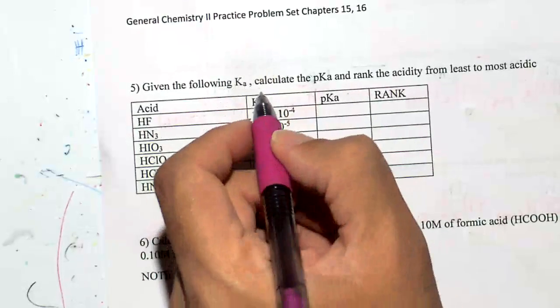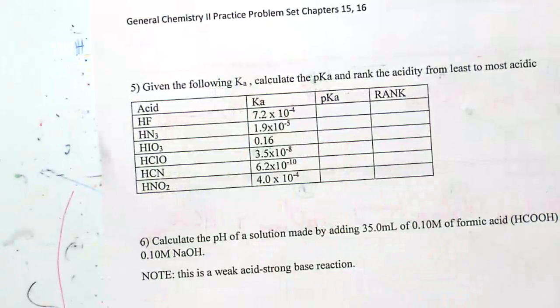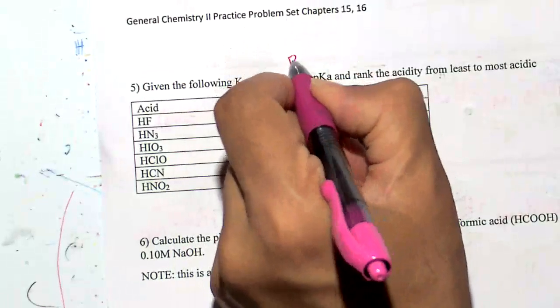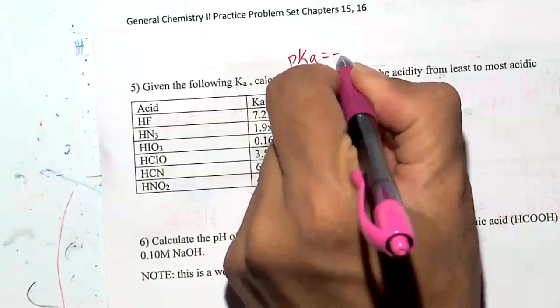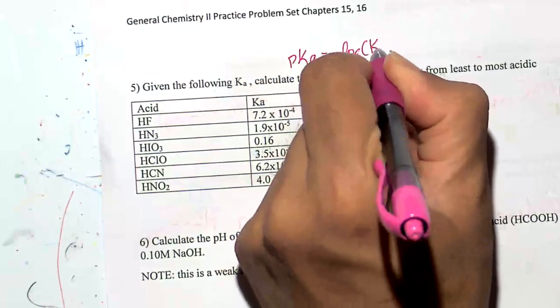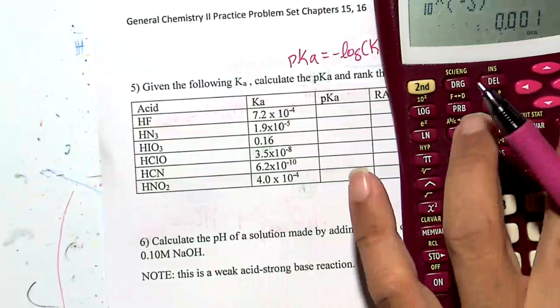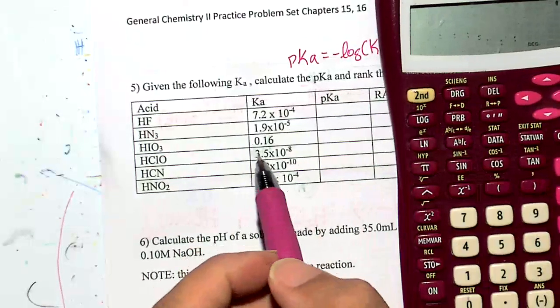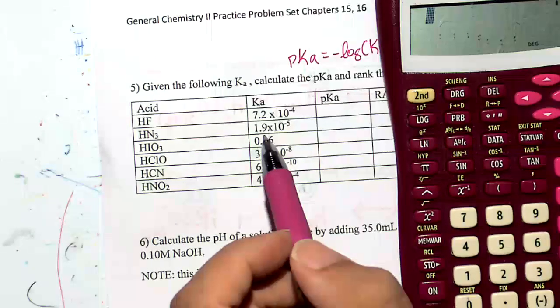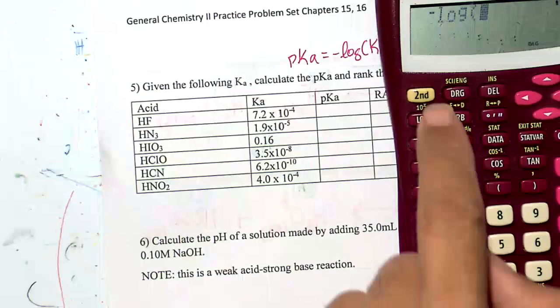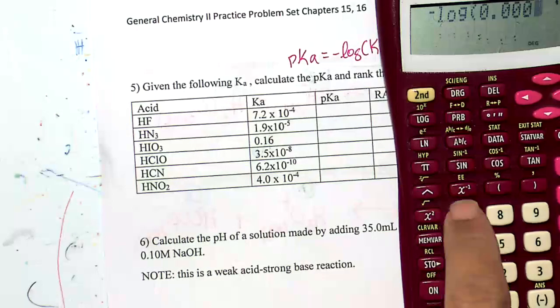That power is assessed through Ka or pKa. So pKa, that lowercase p stands for power. So this is going to be minus the log of Ka. So really quickly, what we can do is just do minus the log of Ka for all of these acids. So let's do it really quickly. Minus the log of 7.2 times 10 to the minus 4.